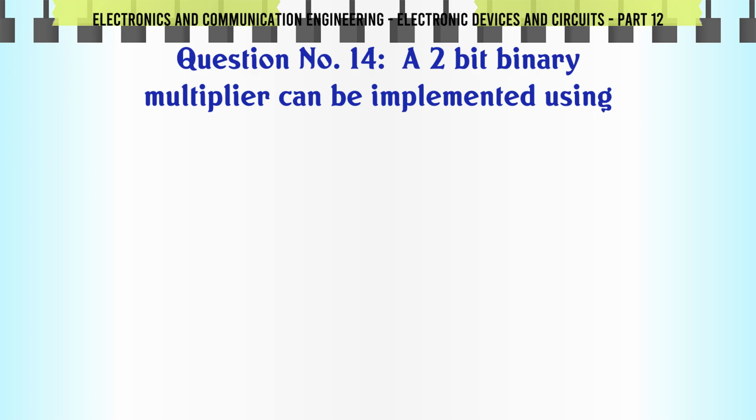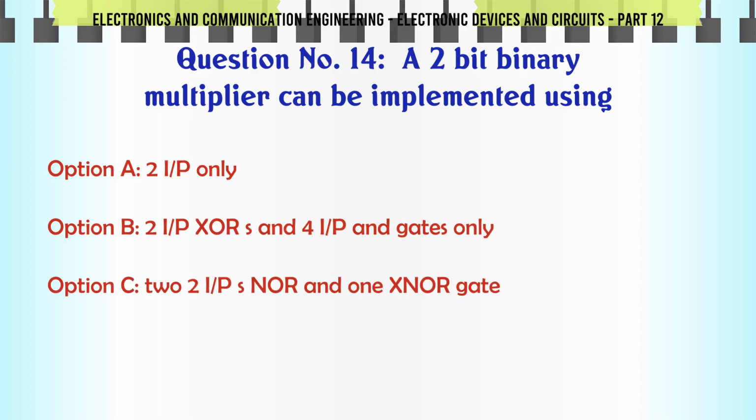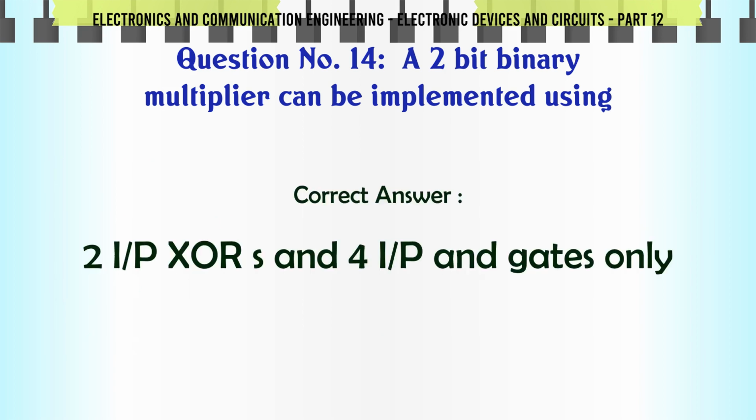A 2-bit binary multiplier can be implemented using A. 2IP only, B. 2IP XORs and 4IP AND gates only, C. 2IP NOR and 1 XNOR gate, D. XOR gates and shift register. The correct answer is 2IP XORs and 4IP AND gates only.